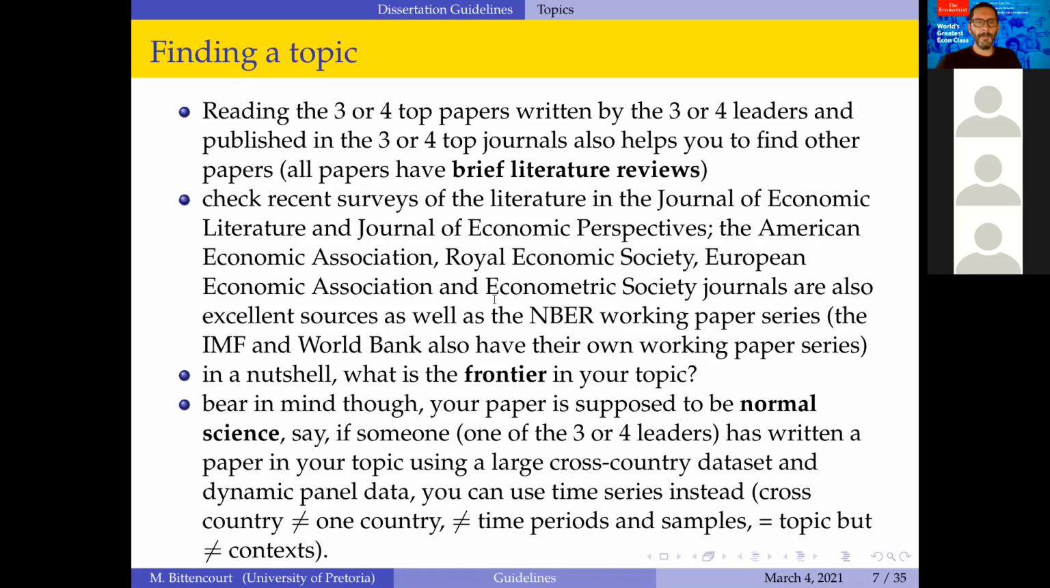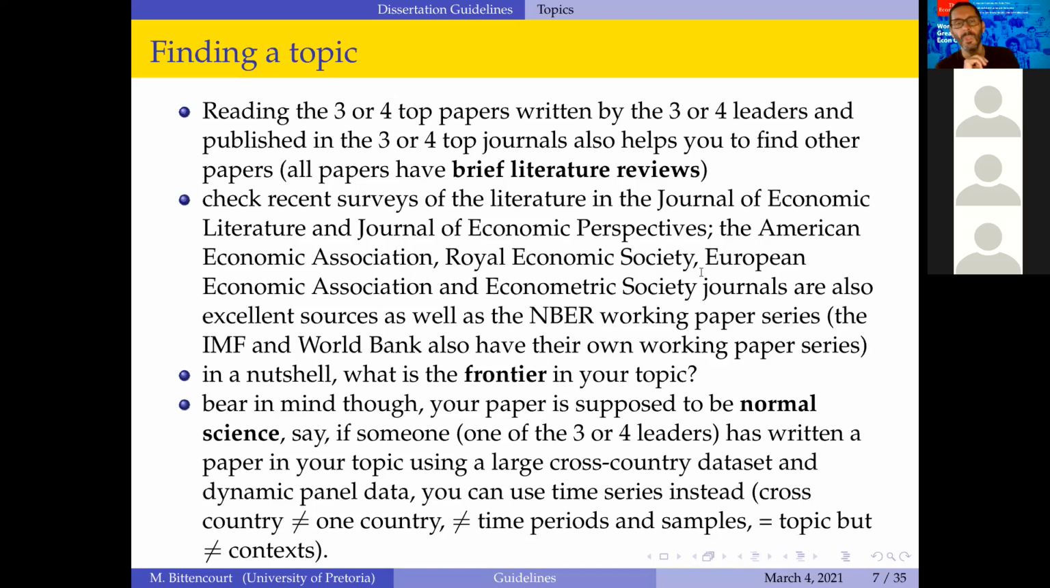What else? All these journals and societies are excellent sources for topics because their journals are top journals in our profession. And if you go there, and we're going to be visiting those websites in a few moments, and take a look at the latest issue of a particular journal, let's say AER, you'll see what sort of papers or topics are of interest to those journals.